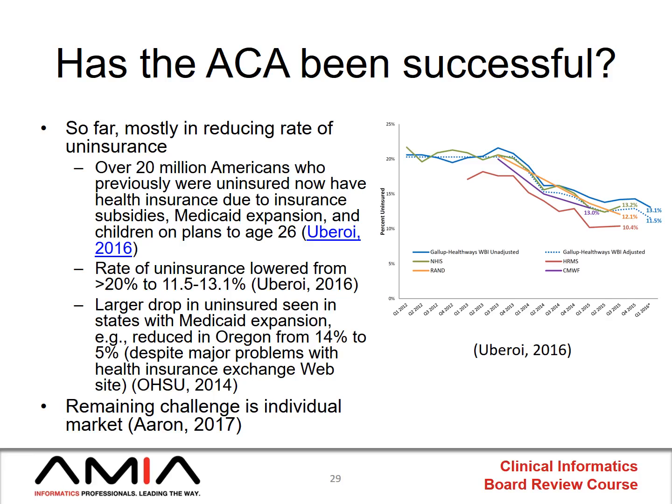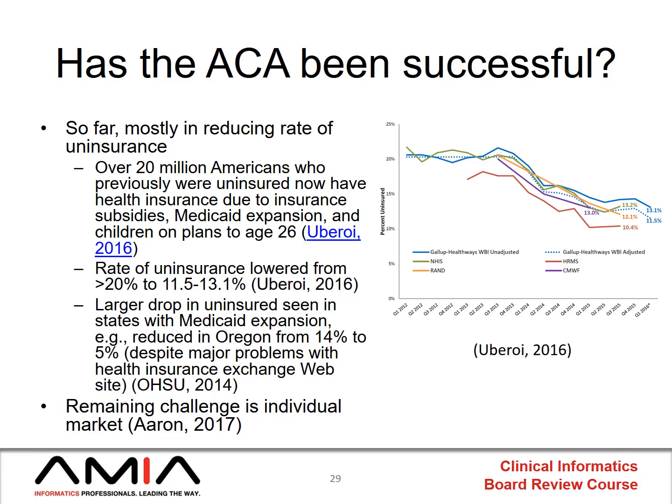This has lowered the rate of uninsurance across the country from about 20% down to about 11.5 to 13.1%. A larger drop in the uninsured has been seen in states that expanded Medicaid. For example, in my state of Oregon, a previous uninsurance rate of 14% fell to 5%, despite Oregon having major problems initially with its health insurance exchange website.